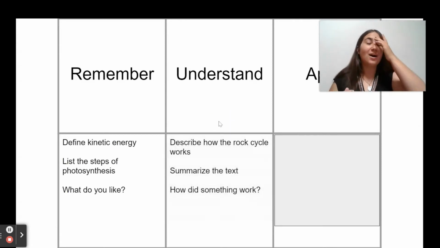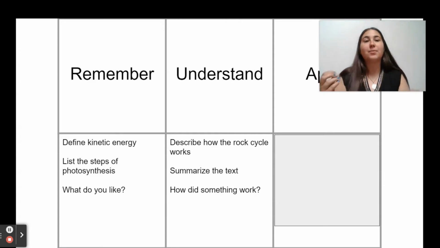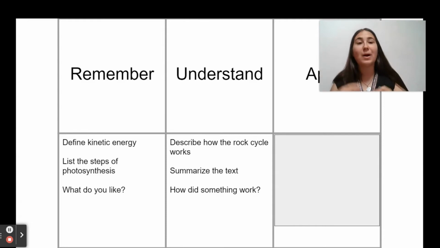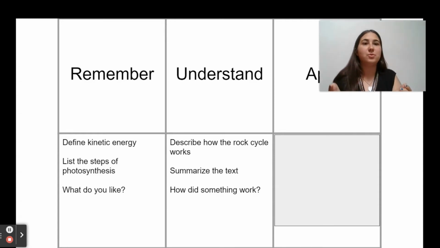Understand, we're going to a deeper level, a little bit higher level. You're wanting people in your letters to show some sort of understanding in what they are talking about. So describe the rock cycle, summarize the text. In your letter, you might see, how did it work? So how did the problem you were talking about work out? Or how did the issue you were talking about in class work out?